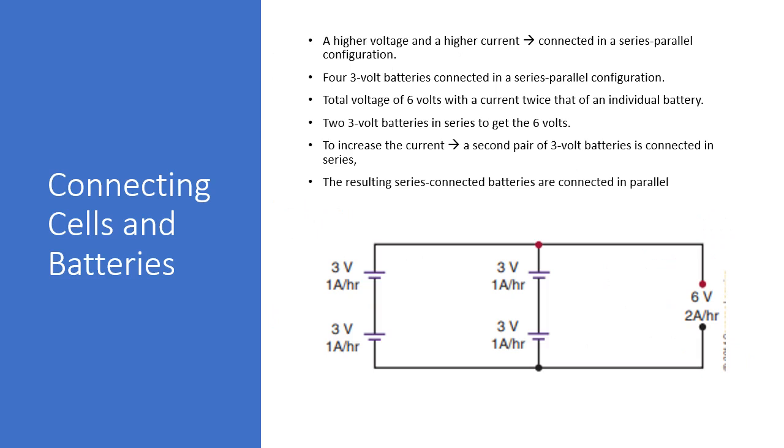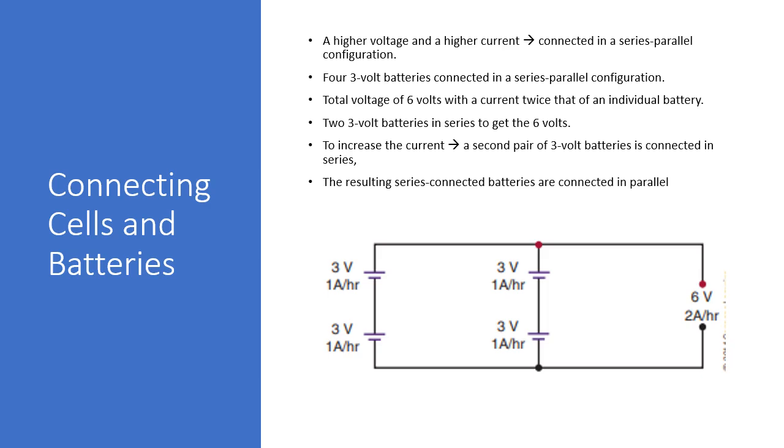If both a higher voltage and a higher current are desired, the cells or batteries can be connected in a series parallel configuration. Remember, connecting cells or batteries in series increases the voltage, and connecting cells or batteries in parallel increases the current. Figure shows 4 3-volt batteries connected in a series parallel configuration. This configuration produces a total voltage of 6 volts with a current twice that of an individual battery.